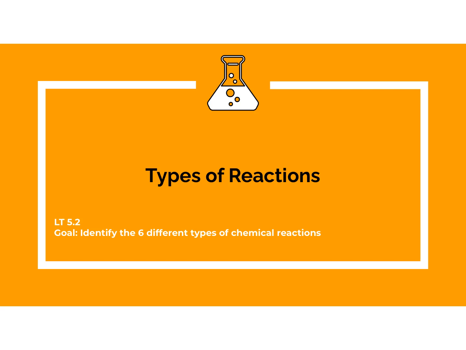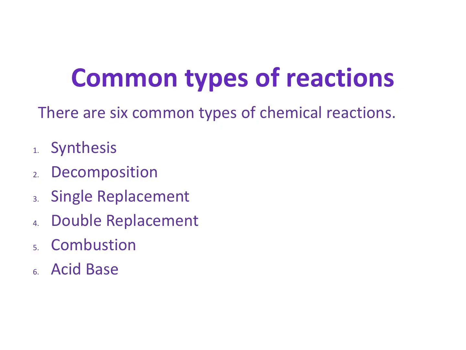Okay, everyone, so for these video notes, we are going to be talking about the 6 different types of chemical reactions. This is learning target 5-2. Make sure that you've got out your notebook and that you are taking some good notes here because we are going to be referencing these notes you're about to take a lot in class, so I will be asking to see them. The first thing to write down is this slide here, the 6 common types of chemical reactions.